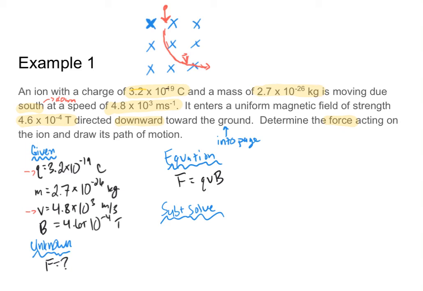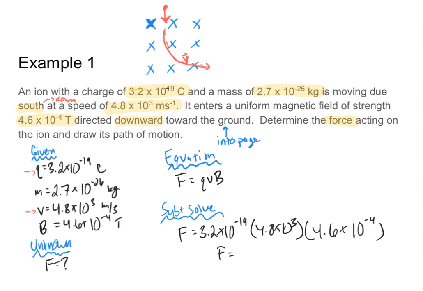So my force is my unknown, so that can stay. Q is 3.2 times 10 to the negative 19th. V is 4.8 times 10 to the third. And B is 4.6 times 10 to the negative fourth. And I will multiply those all together to get my magnetic force, giving me a final answer of 7.1 times 10 to the negative 19th newtons. And there you have it, guys. My magnetic force is 7.1 times 10 to the negative 19th newtons, and the path of the motion of this particle is going to be a circular path kind of down to the right, drawn up here.